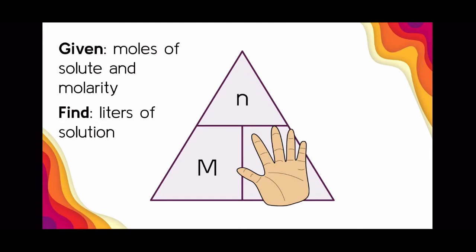Now we're left with our givens, or our known values, n and M. They are separated by that horizontal line. So that means that in order to calculate the liters of solution, I am going to divide my moles of solute, n, by my molarity, M. Okay, and then you would just literally plug the numbers in and type it into your calculator.